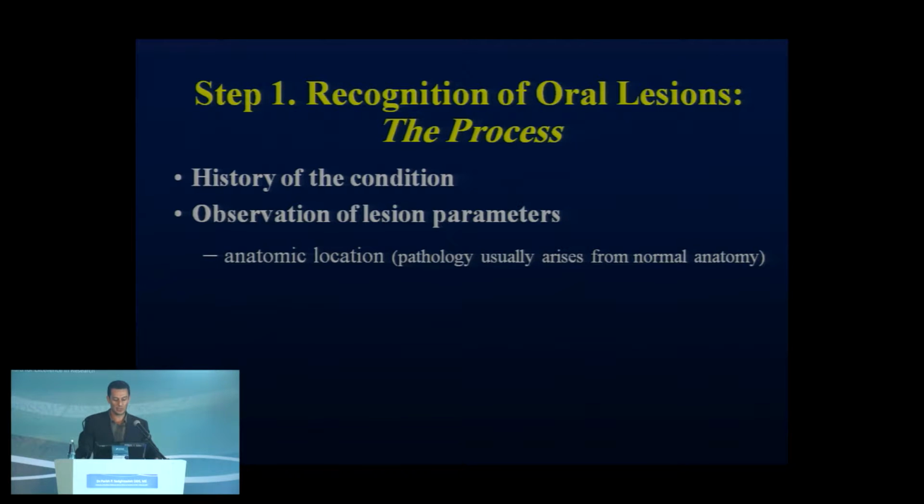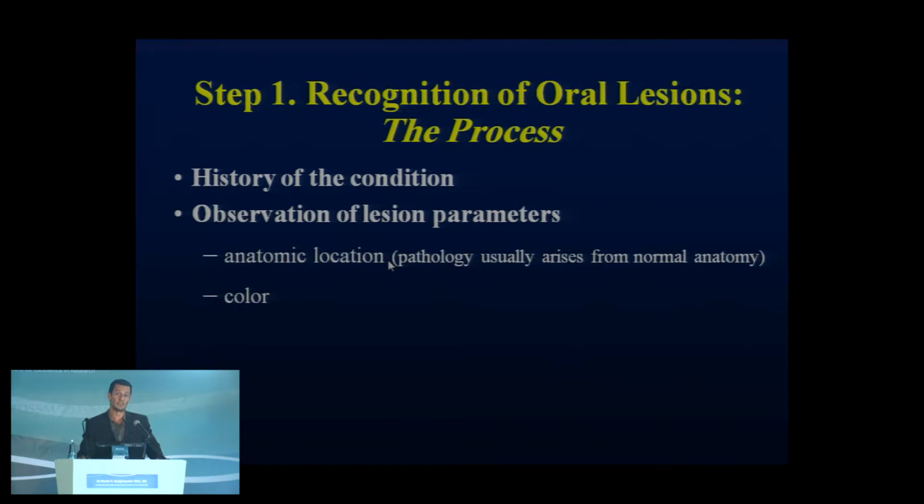So anatomic location is important, and we generally have a saying that pathology usually arises from normal anatomy. Okay? And that's not always true, but for the most part that's true. That there has to be some normal anatomic structure, and then that structure is what gives rise to the pathology. Okay? So the location of a lesion when you observe it is actually very important for differential diagnosis and diagnosis.